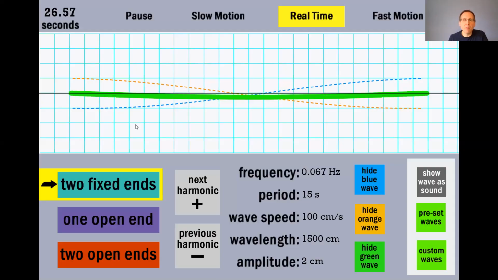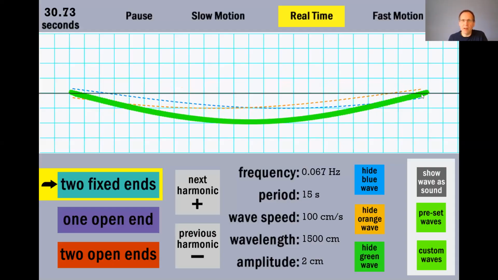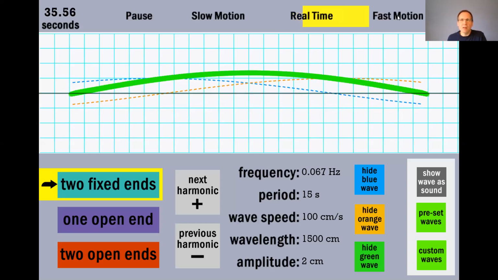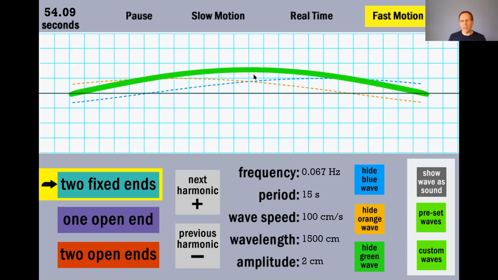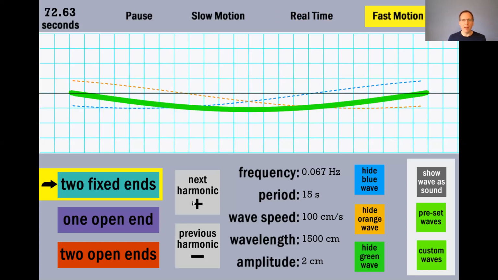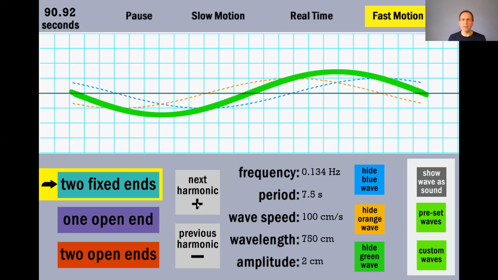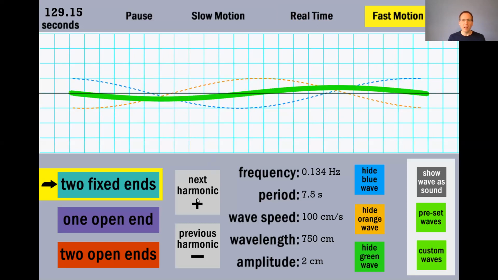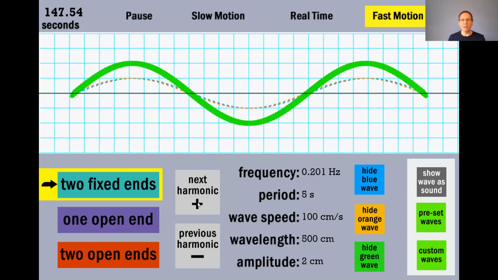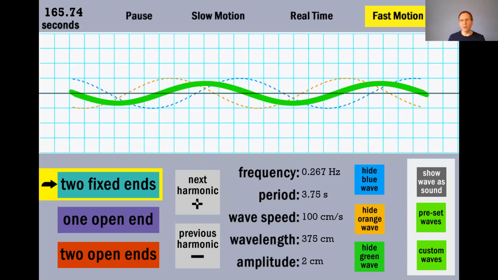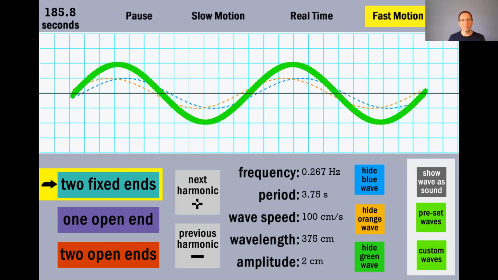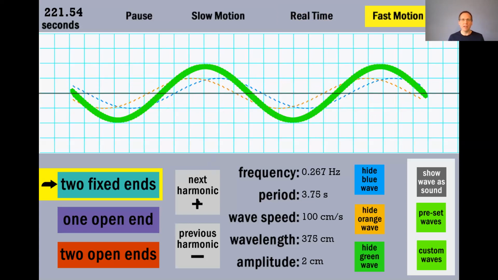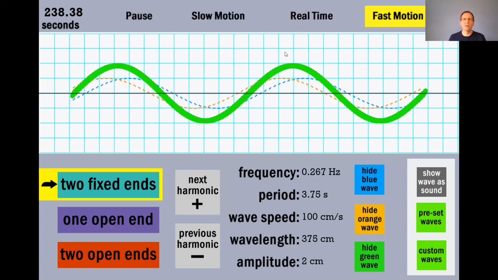Again, when you see one loop like this, that's what's called the fundamental frequency. So when we do the experiment with the string, you're going to see one loop. If I click on next harmonic here, you're going to see two loops, which is like a full wavelength. And then 3 loops, and then 4 loops. Again, the thick green is the standing wave.